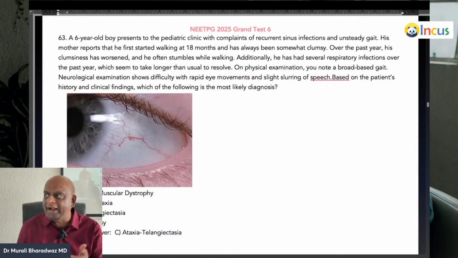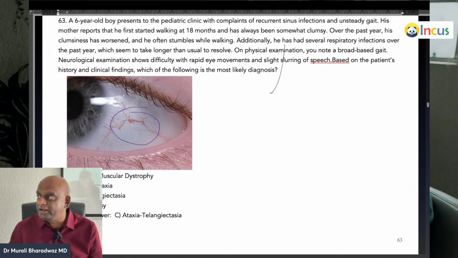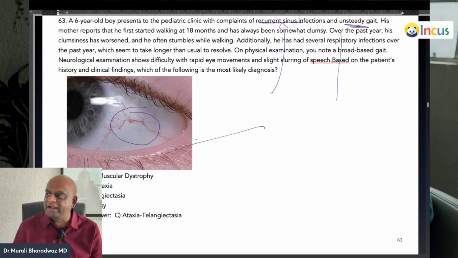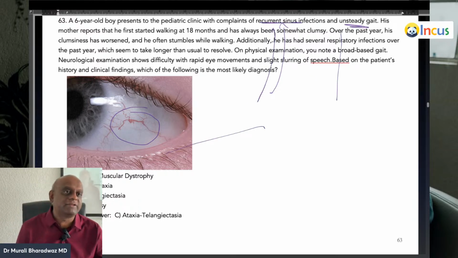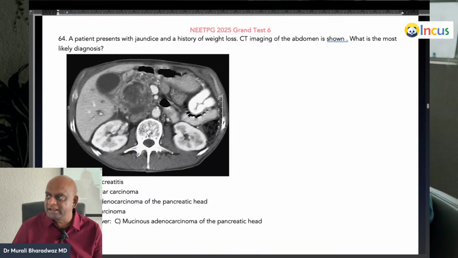A 6-year-old boy comes to the pediatric clinic and has telangiectasias, recurrent sinus infections, and an unsteady gait. Ataxia, telangiectasia and recurrent sinus infections is the triad of features in ataxia telangiectasia.